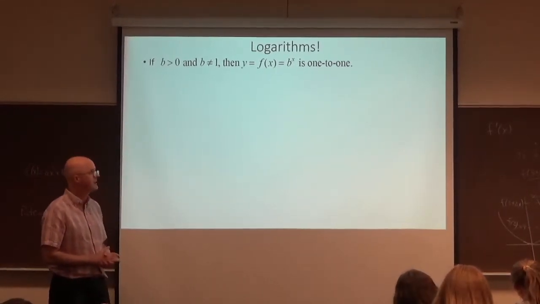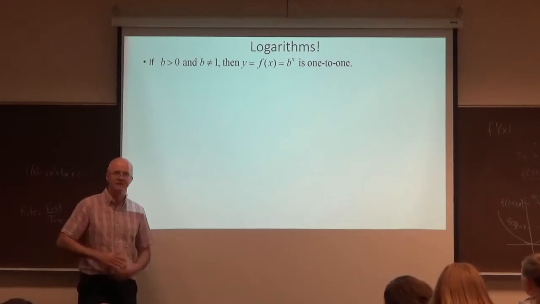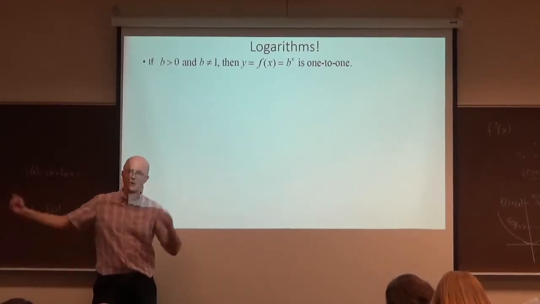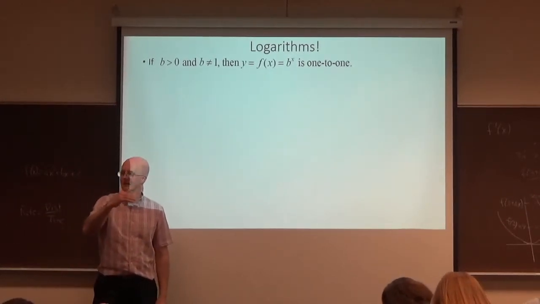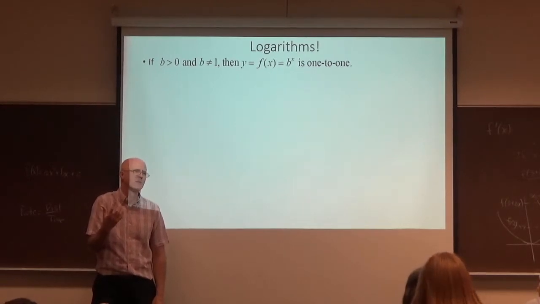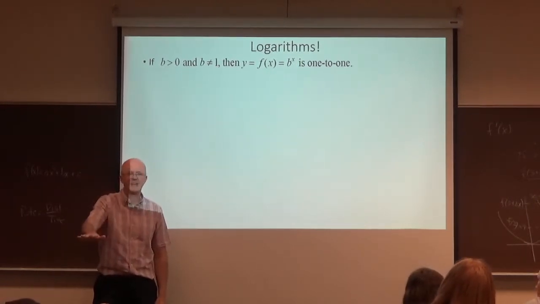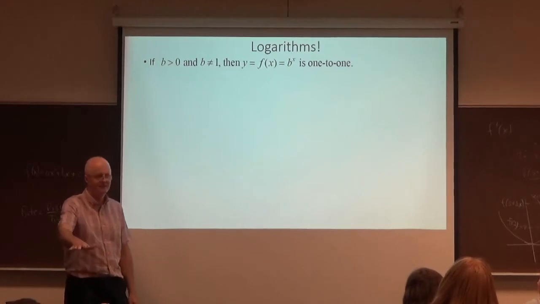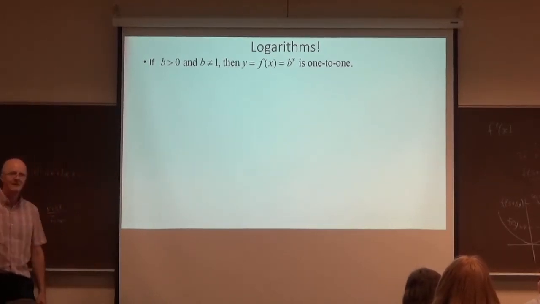B can't be 1 here because 1 to the x always equals 1. It's not very interesting. It's just a horizontal line. That's why we don't let b be 1. We don't let b be negative either because that just gets weird. Like, what's negative 3 to the pi power? Negative b's would be weird. Okay? So we avoid negative b's.